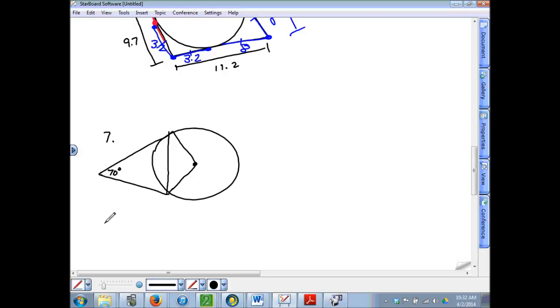This is number 7 on the review. It says, assume that lines which appear to be tangent are tangent. That means this line here and that line there, those are tangent lines. They are also congruent because they're coming from the same point. But why is it important that they're tangent? Doesn't that make that a right angle? And that a right angle?